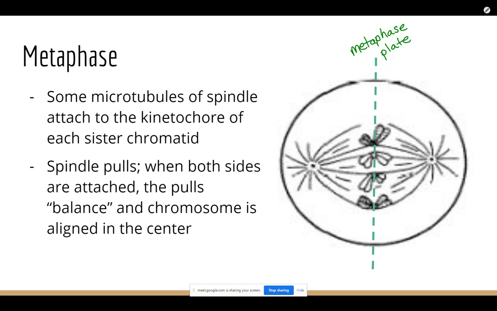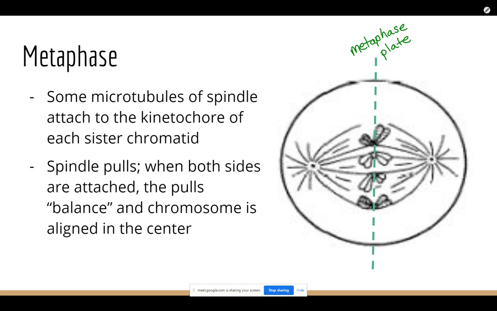It is very important to realize the metaphase plate is not a real thing. It's kind of like the equator, right? The equator is a line that we drew on the map, but if you go to the equator and look at the ground, there's nothing there, right? The metaphase plate is the same thing. It's an imaginary line that we make up in our heads to help us show where the chromosomes line up. It's not an actual structure within the cell, okay?